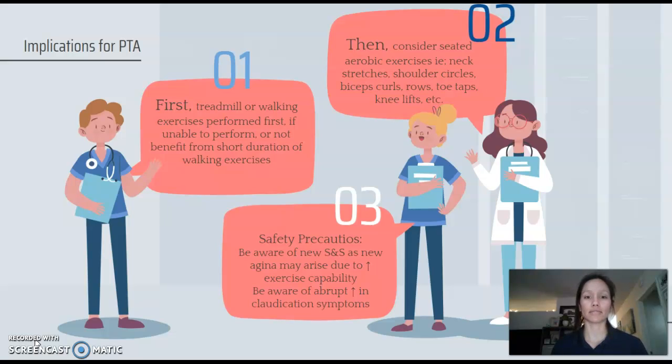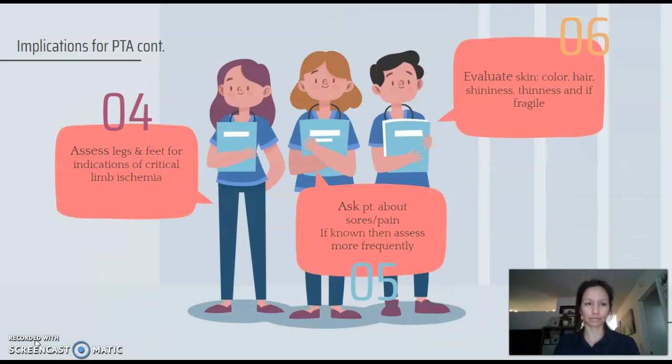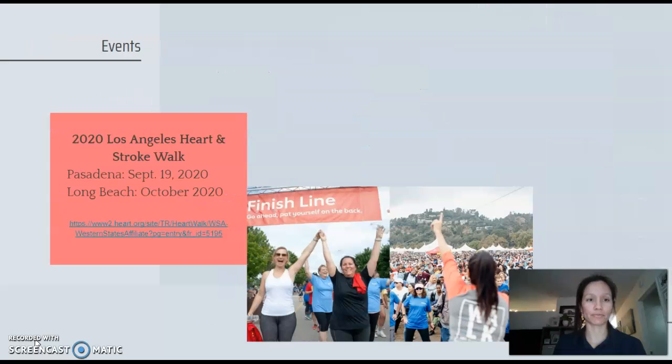The PTA also wants to take some safety precautions. Be aware of any new signs and symptoms that may arise, and of any abrupt increase in claudication symptoms as well. The PTA needs to assess legs and feet for indications of critical limb ischemia. Make sure to ask the patient about sores or pain. If they already know about some, make sure to assess them more frequently. Also the PTA needs to evaluate the skin's color, hair, shininess, thinness, and whether it's fragile as well.